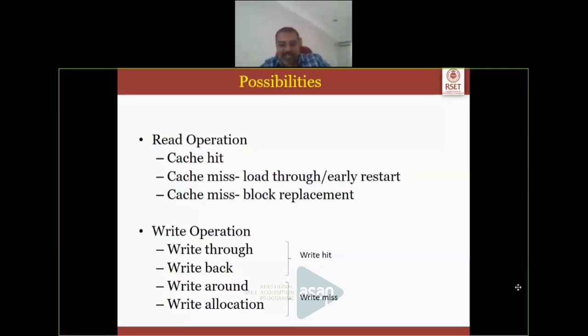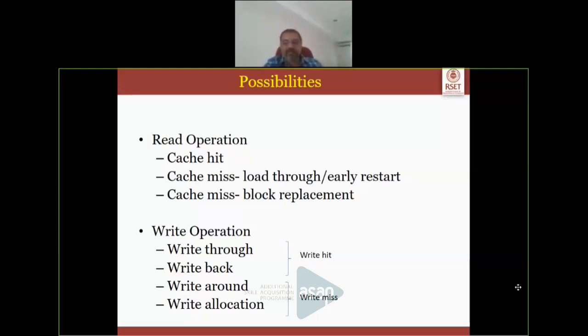Correct? In the second method, write allocation, the processor modified some portion. It has to be updated to the main memory. So it checks in the cache memory. It is not there in the cache memory. In the write allocation method, that particular block will be loaded from the main memory to the cache memory, and the cache memory will be updated, and it will be there in the cache memory. The main memory will be updated when that particular block is getting removed from the cache memory.